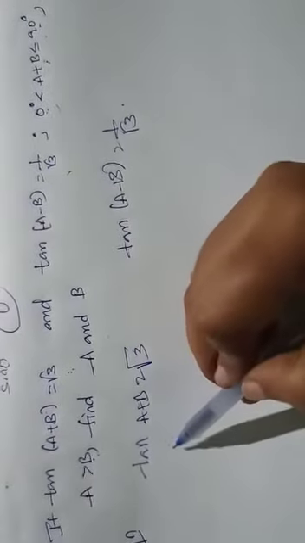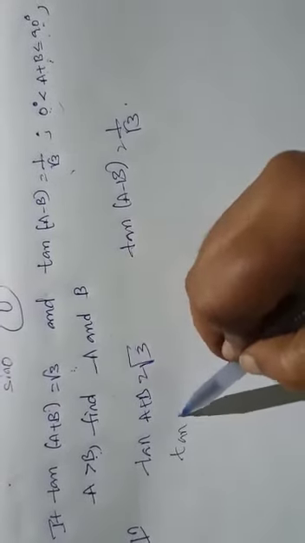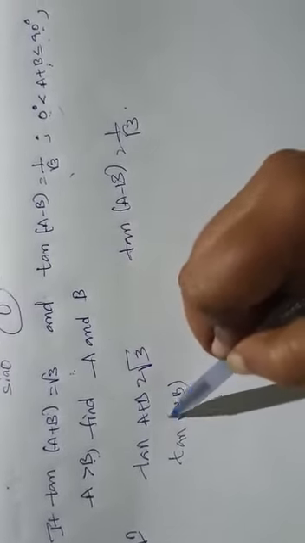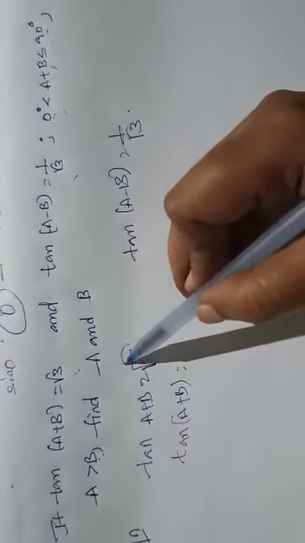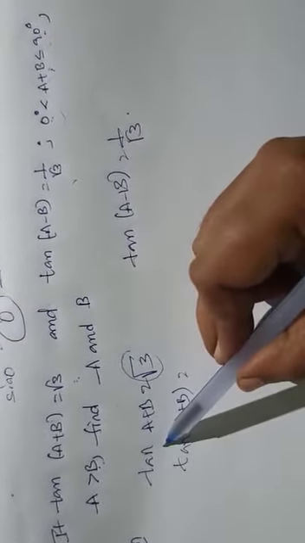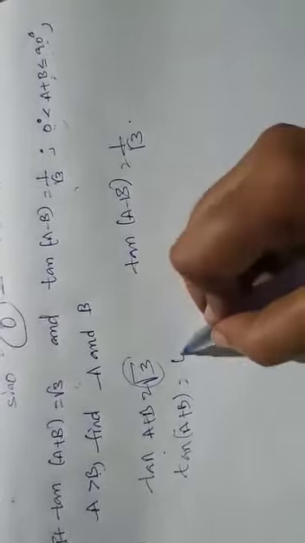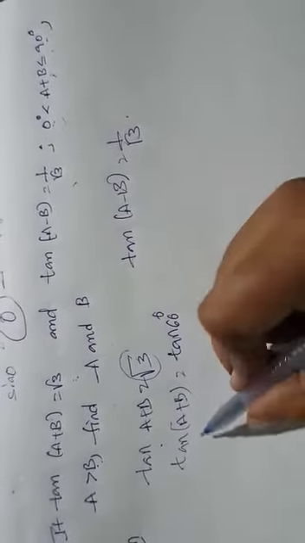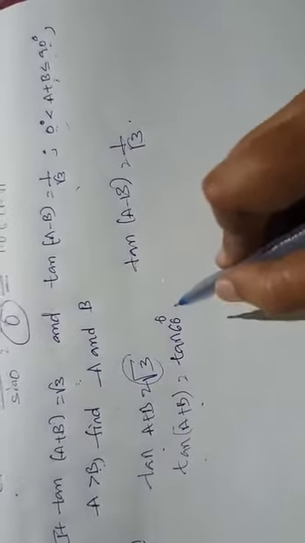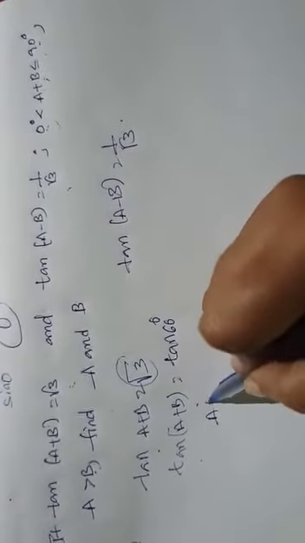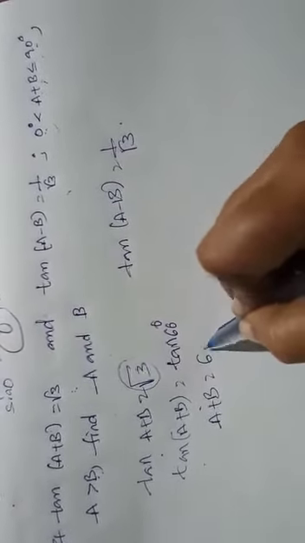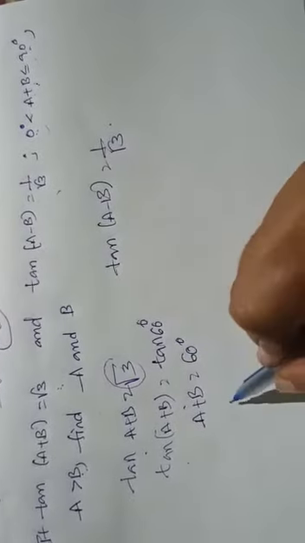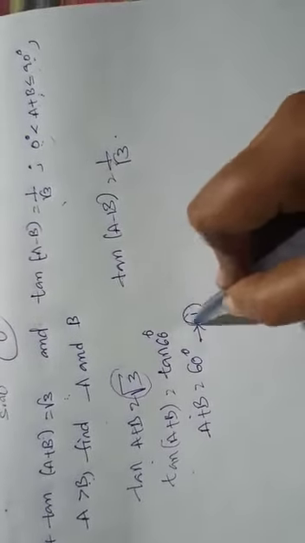Okay, tan(A + B) equal to root 3. Where do we get root 3 in tan values? Tan 60 degrees equal to root 3. Here tan(A + B) equal to tan 60 degrees. Then A + B equal to 60 degrees. Okay. This is equation 1.